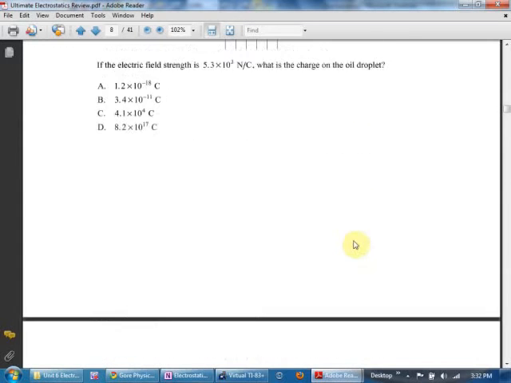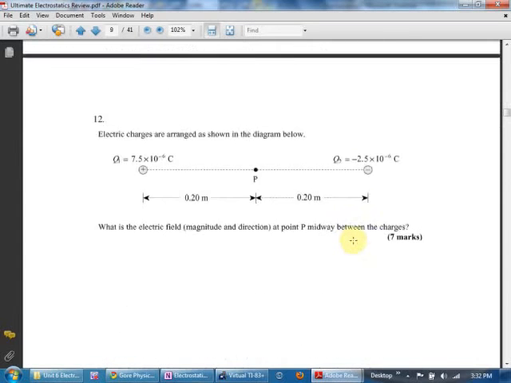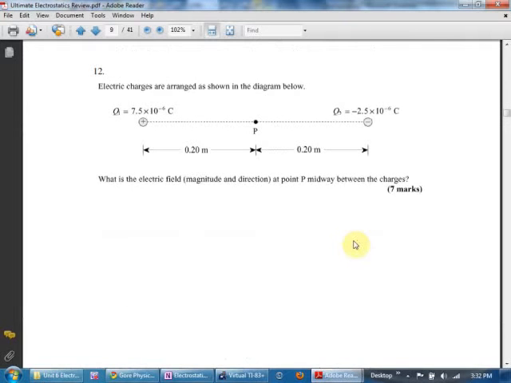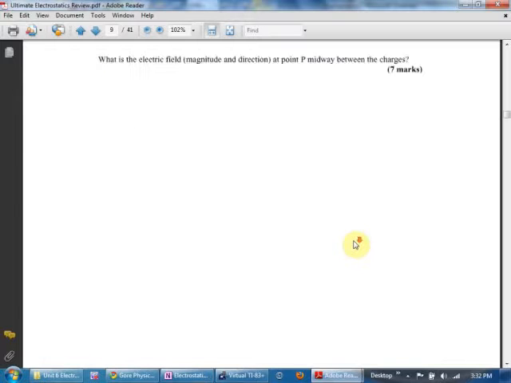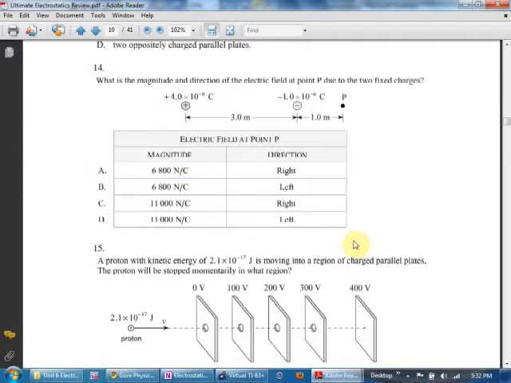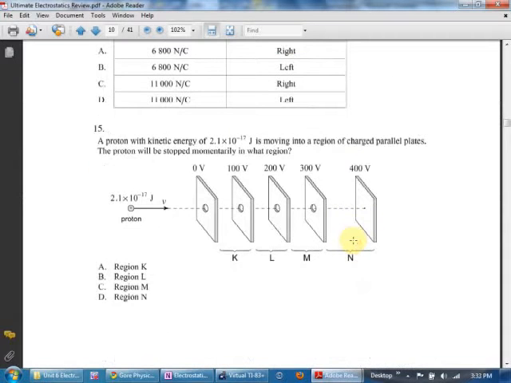Here's your two charges. Find the electric field. This one's even halfway, just like the one that we did. So I like number 12. I want to talk about number 15 because there's some good nerdy stuff here.